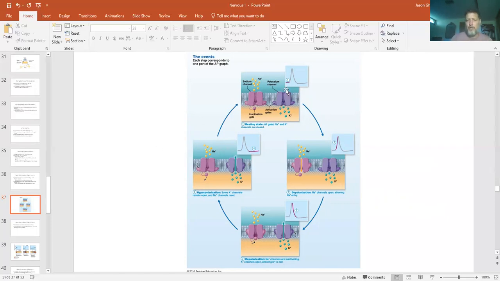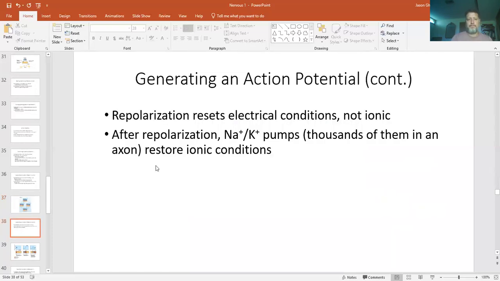So there's your charts. There's your resting membrane potential, your depolarization, your repolarization, and your hyperpolarization. Notice it does come back up. So after all of this is done, we have the charges correct, but the ions are in the wrong place. Because remember, the sodium moved in, potassium moved out. So that gives us our charges, but we can't go to another action potential until we put the sodium back on the outside and the potassium back on the inside.